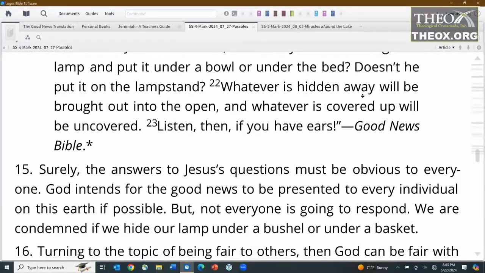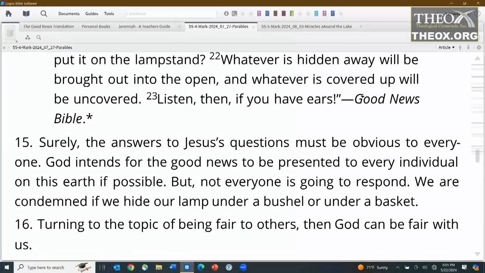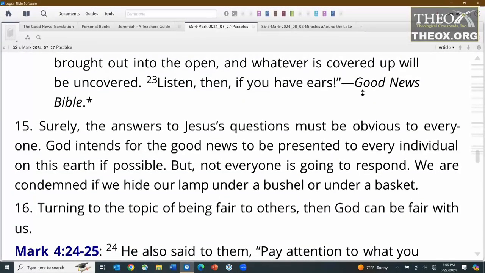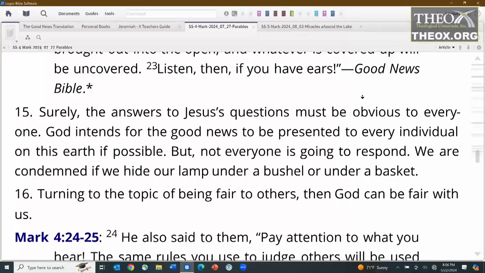Surely the answers to Jesus' questions must be obvious to everyone. God intends for the good news to be presented to every individual on this earth if possible. But not everyone is going to respond, at least respond positively. We are condemned if we hide our lamp under a bushel or under a basket.